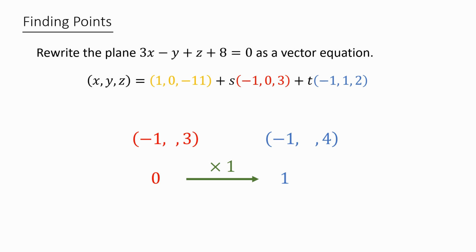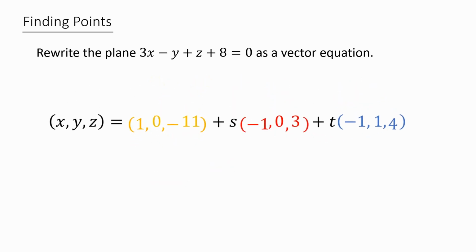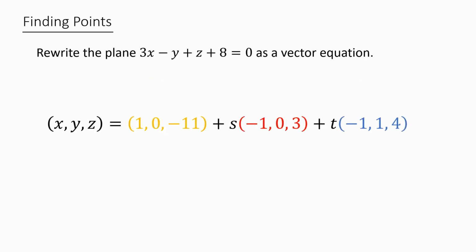Now that we've confirmed that our direction vectors are not collinear, we're done. The vector equation of our plane is all points x, y, z that are equal to (1, 0, -11) plus s times (-1, 0, 3) plus t times (-1, 1, 4).